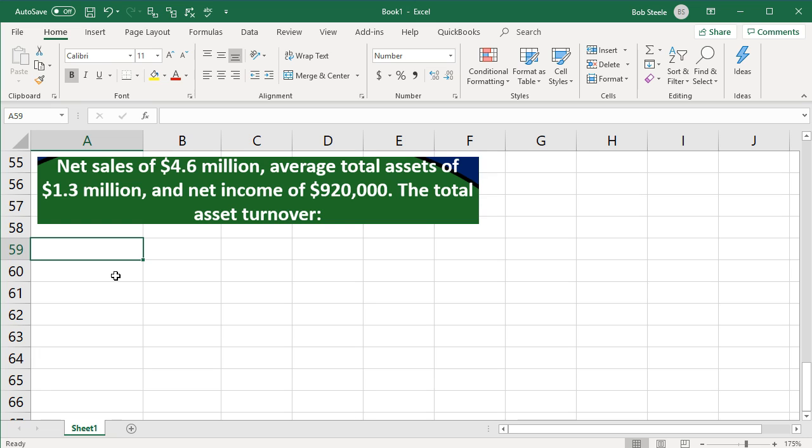Those would be the two types of accounts. The goal is sales, and the net income is going to be the bottom line number. So in this case, of course, they gave us the net sales, so that seems appropriate. We're going to say net sales, not net income. Net sales is the top line.